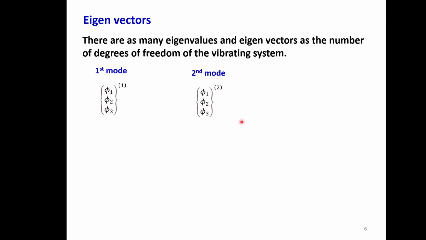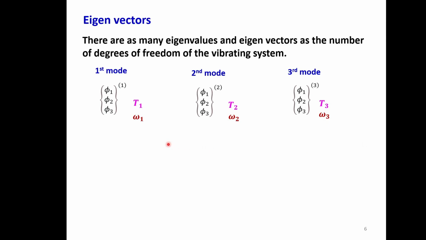Similarly, in the second mode, again there will be another new set of coefficients given with superscript 2, and the third mode shape vector. Now each mode shape is associated with a time period and a frequency. So we have the time period T1 associated with first mode and omega 1 associated with first mode. T and omega are related through a simple equation, omega equal to twice pi by T. Similarly for second mode T2 and omega 2, and third mode T3 omega 3.